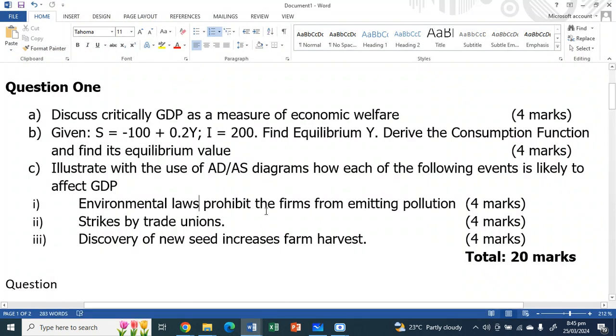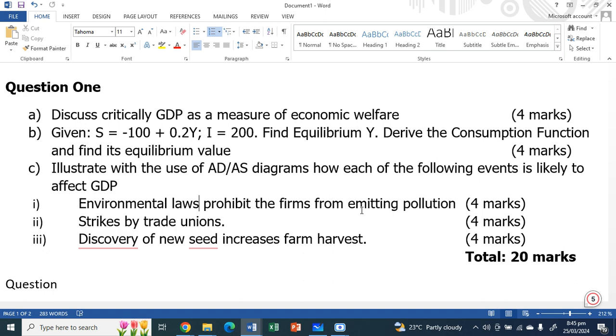So environmental laws prohibit firms from emitting pollution. So the government has enacted the law. Here they're telling the businesses and the industries that you're polluting too much and you need to cut down on the pollution, meaning your processes need to be cleaner and environmentally friendly. Now we all know these cleaner processes can be quite a cost. They can be expensive, especially to some of these factories, right?